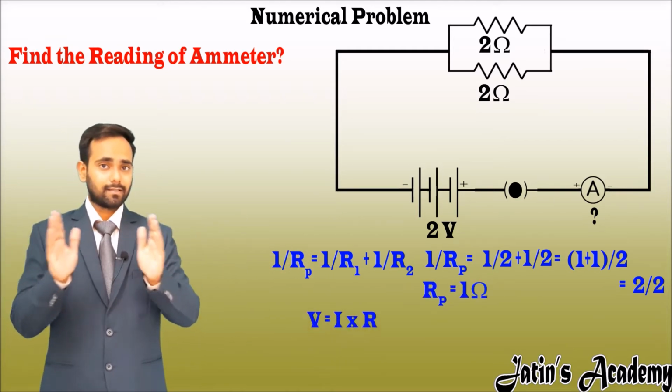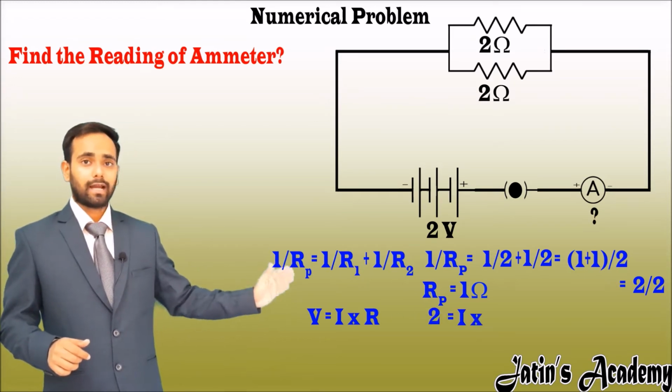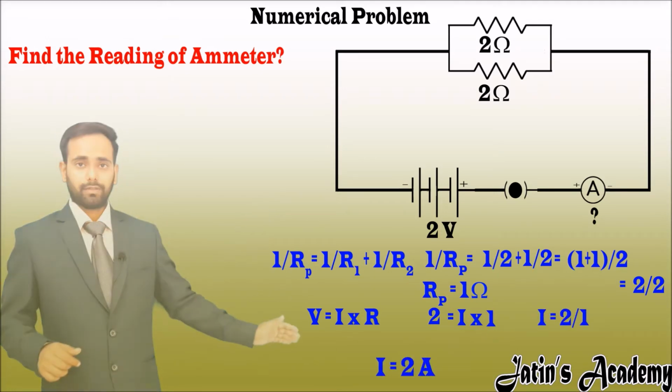Now V = IR. The V value is 2 volt, I we have to calculate and R is 1 ohm. And we get the ammeter reading as 2 ampere.